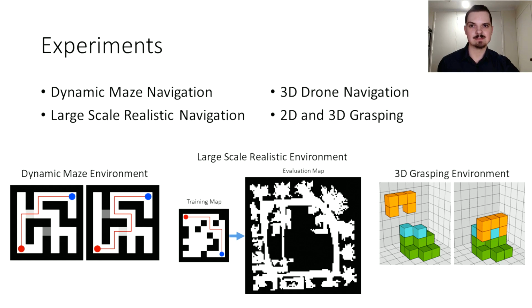Third, an environment simulating a 3D multi-rotor drone navigation problem. And finally, a grasping task in which a robot must localize and grip objects in 2 and 3 dimensions, using only observations provided by touch sensors.